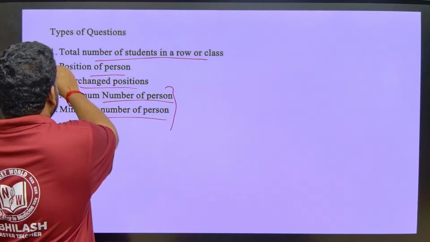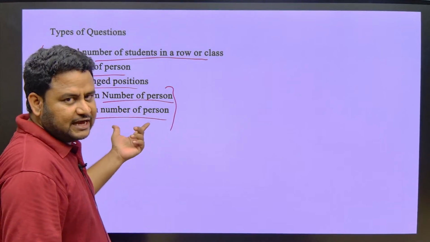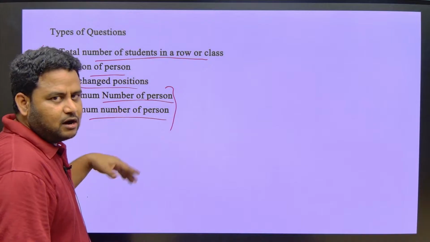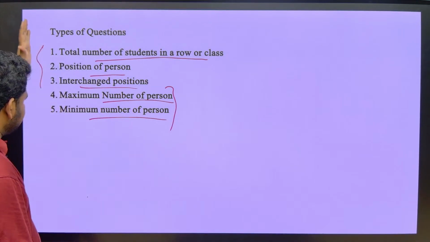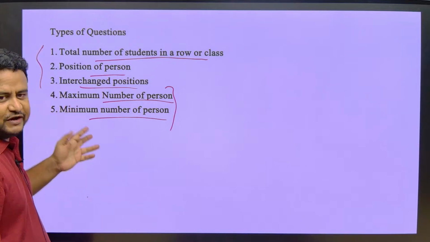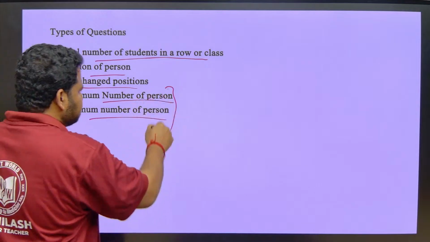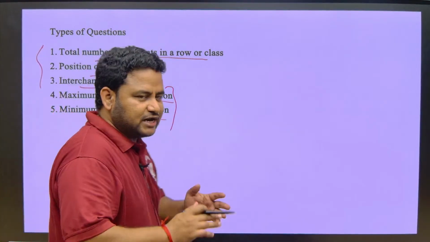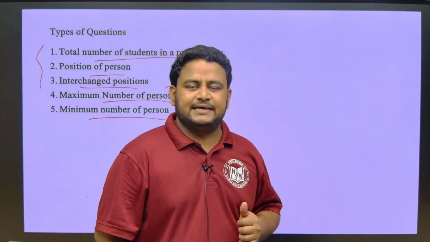These first 3 types we will try to cover in this class, but the last 2 types we will need more time for. If possible we will cover them today, or else in the next class. These 2 are very important. They have asked questions from all the 5 types, and they can also combine the last 2 types and ask. That is why this chapter is highly important.